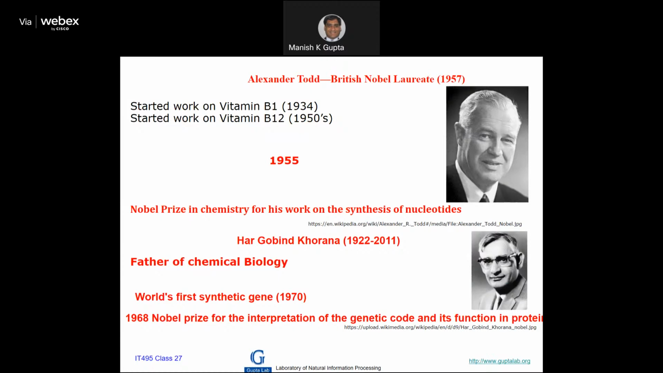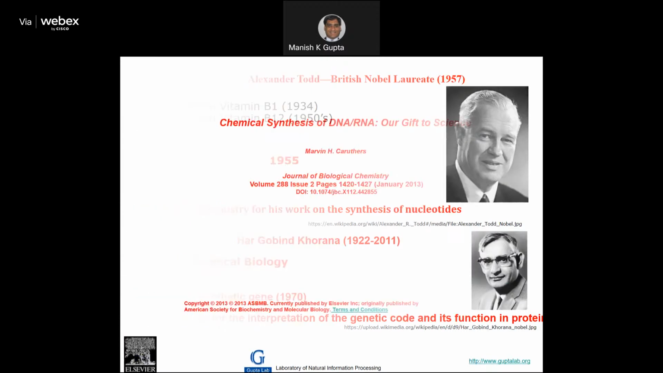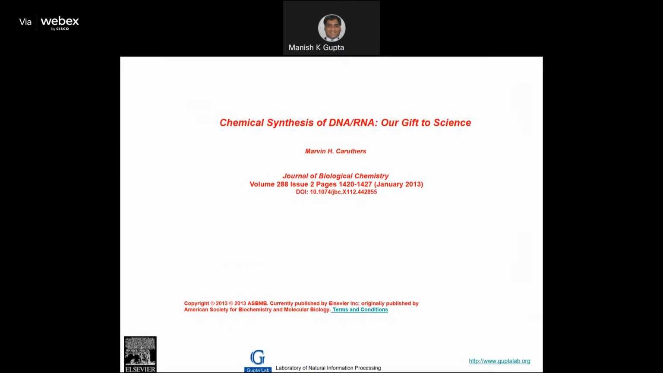And then comes Marvin. He is known as the main person for the chemical synthesis of DNA. This paper I have taken appeared in 2013: Chemical Synthesis of DNA, RNA, Our Gift to Science. Nice title, right? I have taken a couple of pictures from this paper itself to tell you what was done. Marvin did his postdoc with Hargobind Khurana. After his PhD, he was working with him, and that's where he picked up these things.